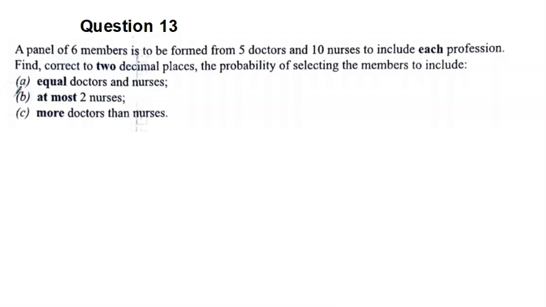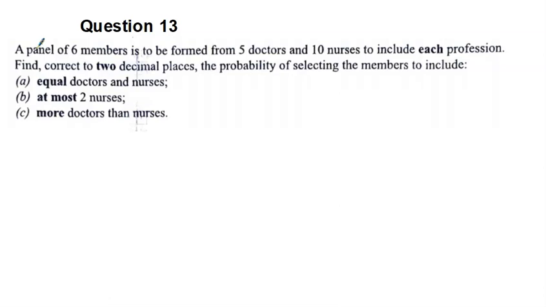Once again, I'm on WASSCE 2022 elective maths, question number 13. A panel of 6 members is to be formed from 5 doctors and 10 nurses to include each profession. Find, correct to 2 decimal places, the probability of selecting the members to include: A. Equal doctors and nurses, B. At most 2 nurses, C. More doctors than nurses.